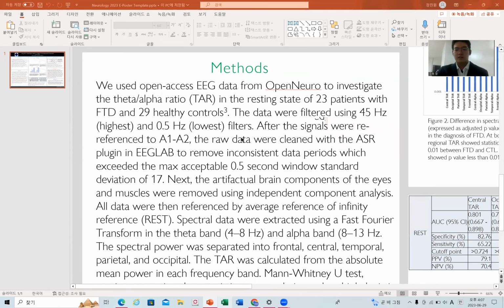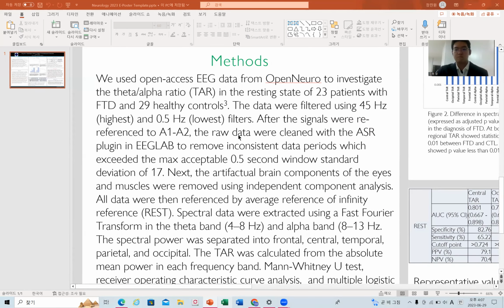So I extracted the spectral power from the EEG datasets using the fast Fourier transform. And then I compared two referencing methods. One is the infinity reference, or REST in the EEGLAB plugin, and the other is the average reference. This might compensate for some weak points of using the low density electrodes in my research.